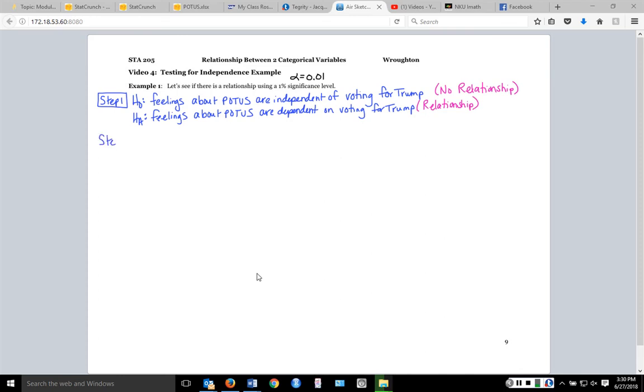All right, step 2 is our decision rule. So we are going to reject the null hypothesis, which then actually means we're going to believe the alternative hypothesis, if our p-value, or again can just refer to as probability, is less than our alpha, which we were told was 1%, so our 0.01.